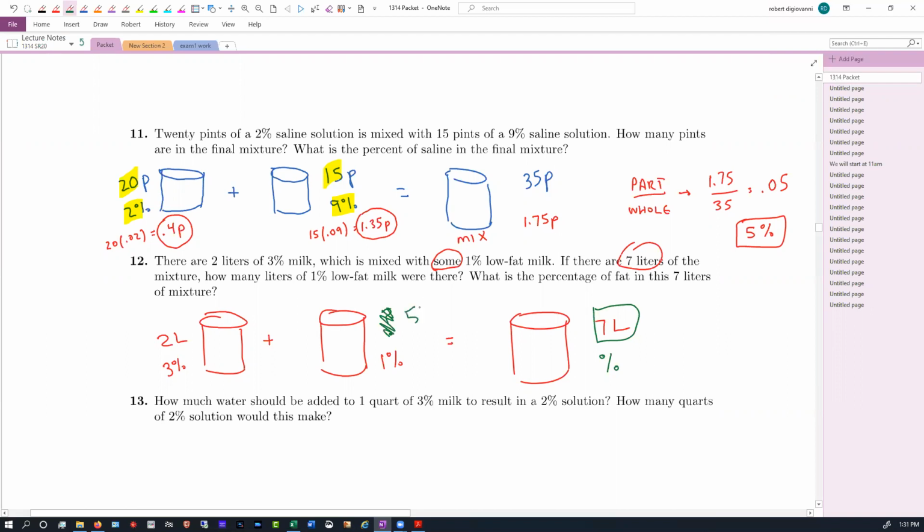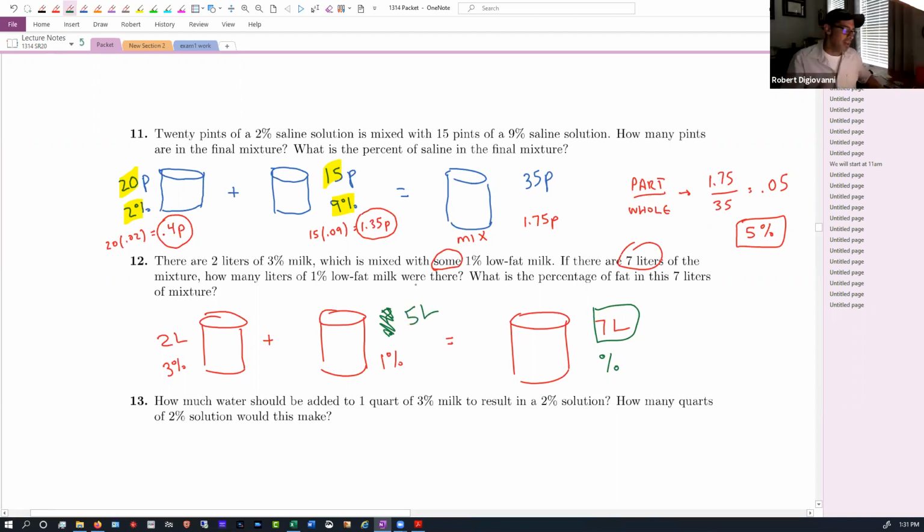5. It's just 5, right? Because 2 plus 5 is 7. So once you're here, you can do everything else we did before in the previous problem. So just be careful with the wording.